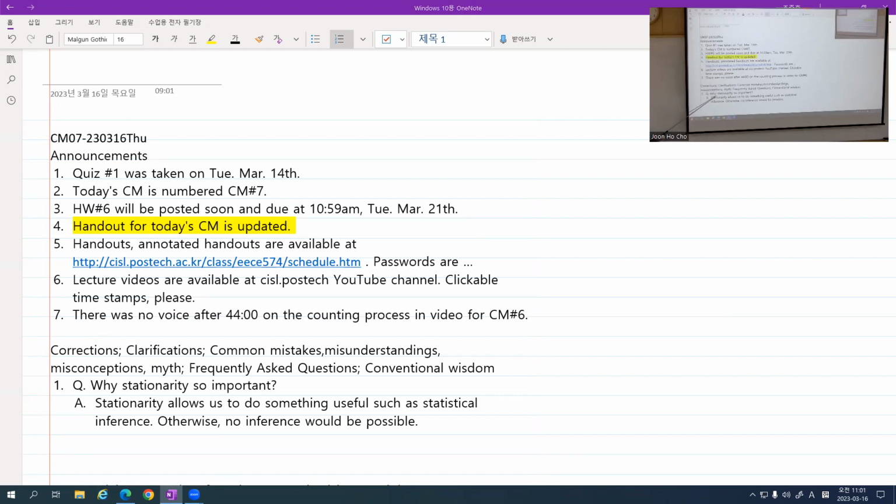At the last meeting, one of you asked why stationarity is so important, why I repeatedly ask whether some random process is stationary or not. I partially answered the question, and the answer is this. We observe a real world problem and we model some part of it as a random process. What we are going to do as an engineer is statistical inference. We want to guess something. We want to predict something.